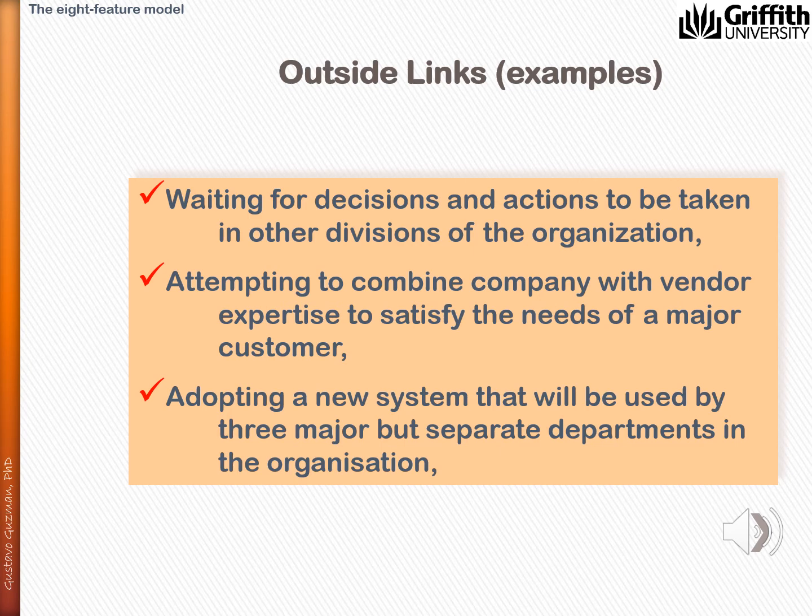Here we have some typical examples of outside links. When you wait for a decision or an action taken by another division of the organization or even another organization. Or for example, when you implement a new information system that needs to be used by three major divisions in the same organization, but two divisions agree and the third division does not agree, doesn't want to use the system or is resistant to the use of the system. And this is a real example that we have had in the past, of course.